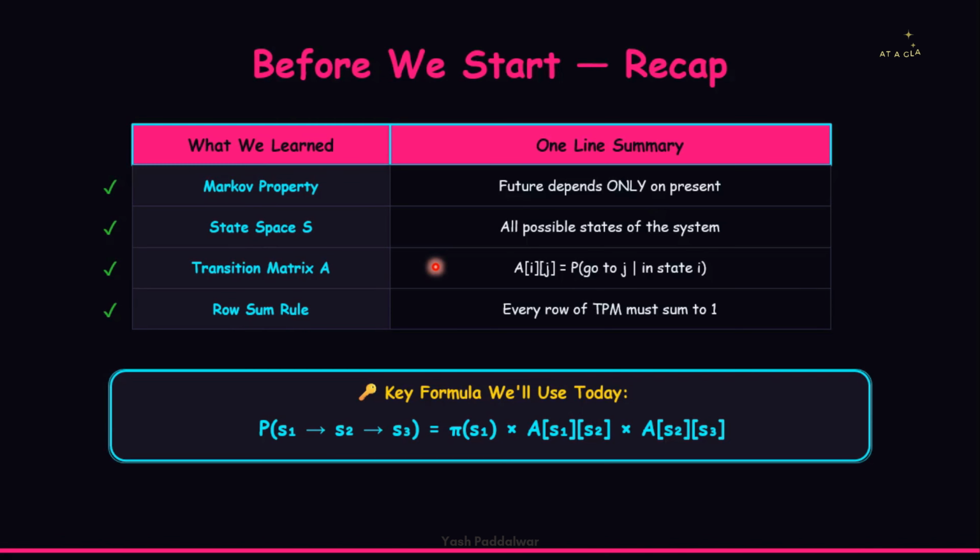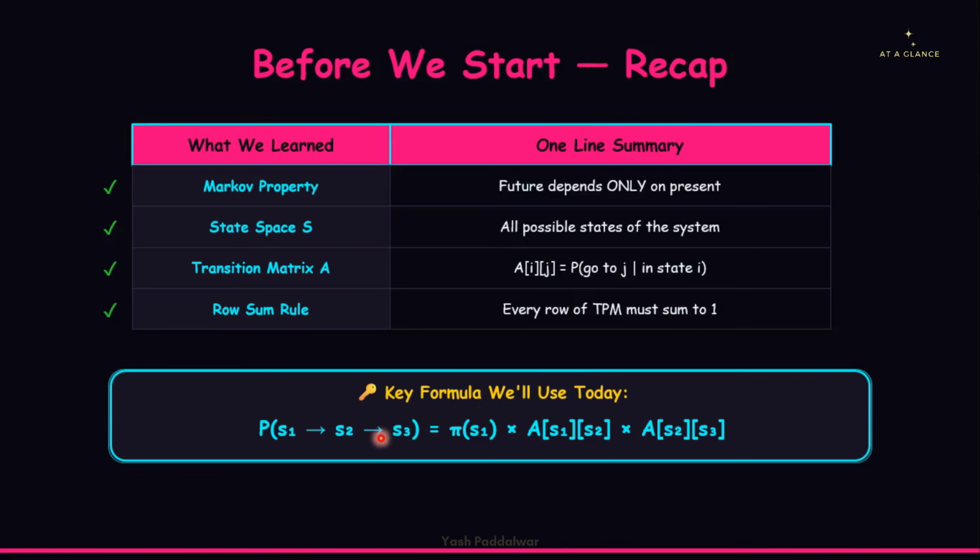So how to read it? You can read any particular cell as i, j, where i is your from state and j is your to state. So what is the transition probability of moving from state i to j? The set of all the transition probabilities for every single state is stored in the transition matrix capital A. Next, we have also seen the sum rule, which says that every single row of your TPM must sum to 1.